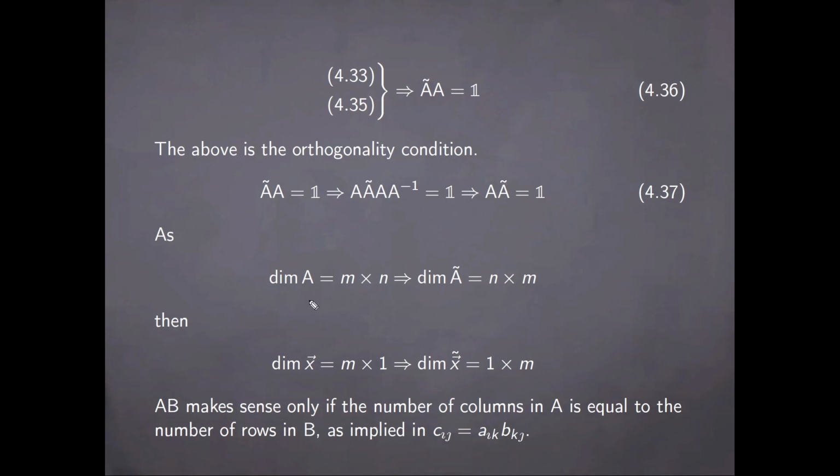Now, if matrix A is of a dimension having m rows and n columns, its transpose is going to have n rows and m columns. And then if X is a column matrix, its dimension is going to be given by m rows and 1 column, and its transpose will have 1 row and m columns. And then the product between matrices A and B makes sense only if the number of columns in A is equal to the number of rows in B, as implied by the definition here.